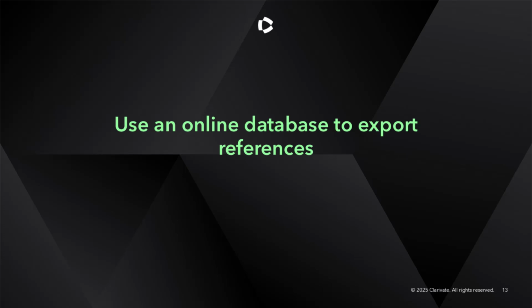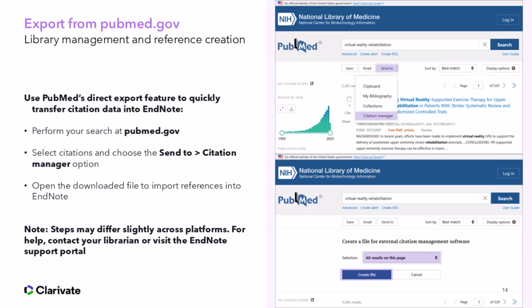This export method is much faster than manual entry and ensures accuracy by pulling metadata directly from the source. When the export is initiated, a file is downloaded, and when opened, it automatically triggers EndNote to import the references into your library. Now let's look at how to import references directly from an online database, starting with PubMed.